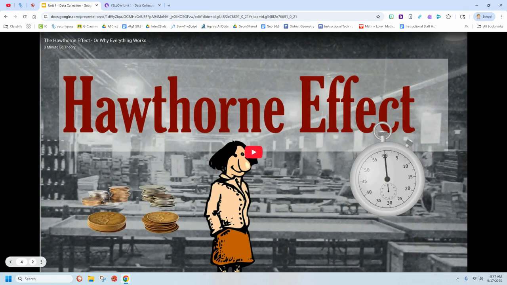Okay, and the best thing that I liked about this description was we put the lights on, they're doing great. We turn the lights off, they're doing great. It's because they knew they were being watched and being monitored for their production. It didn't matter what it was. They just knew they wanted to do well. Okay, so that's the Hawthorne effect.